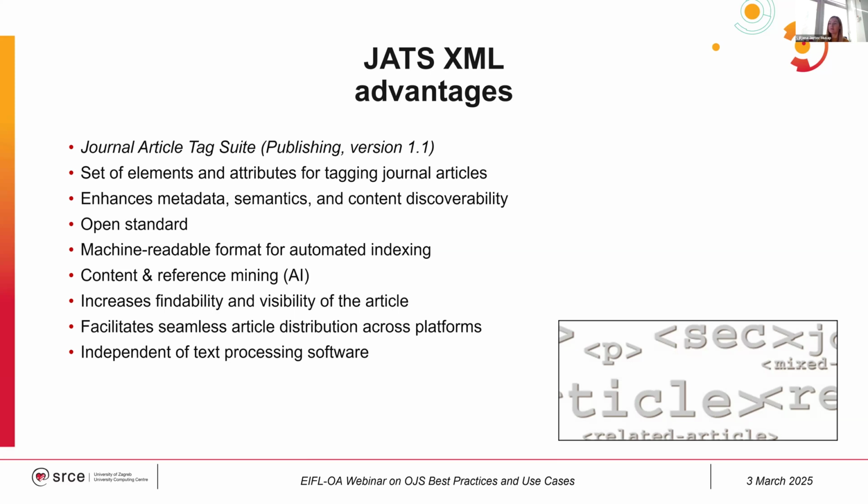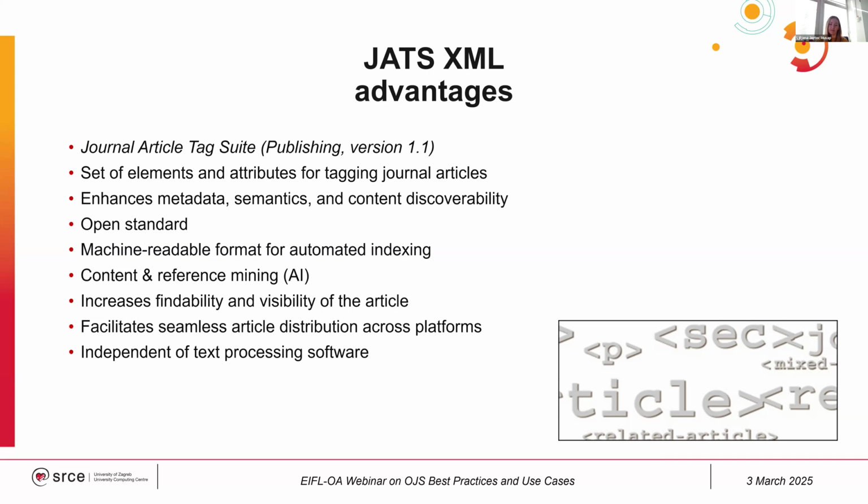First, JATS XML is all about enhancing metadata. By tagging journal articles with precise elements and defined attributes, we unlock a new level of semantic understanding. It improves how articles are indexed, categorized, and how they are discovered by other services and by other people, other researchers as well. It's not just about having content out there somewhere online. It's about making it easier to find and understand.